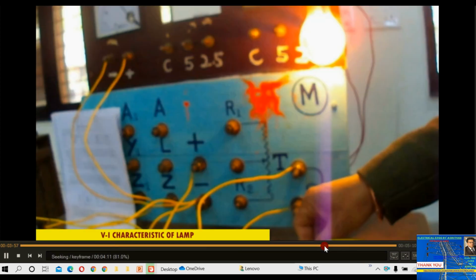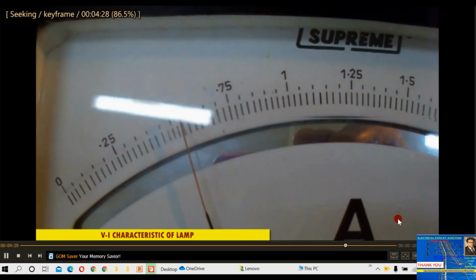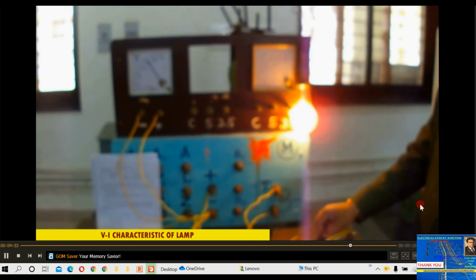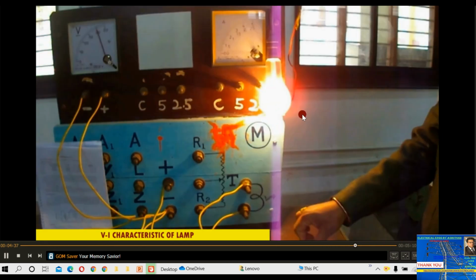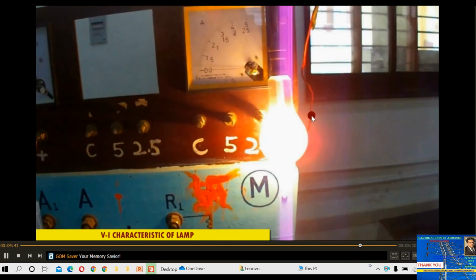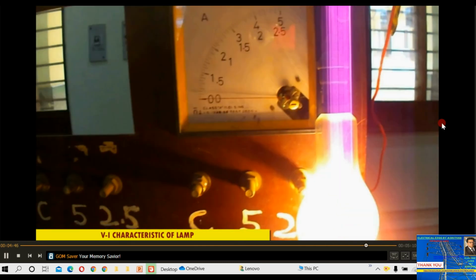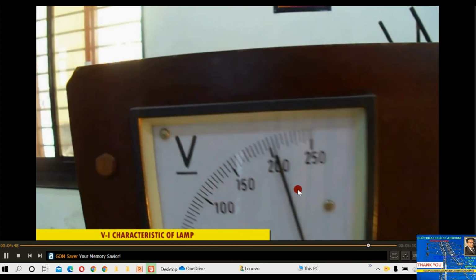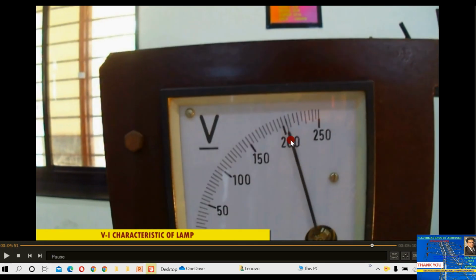Also you can see the ammeter. You can see in the voltmeter that it is now reaching up to 200 volt. You can see the illumination has increased, the voltage level has increased, see. Okay, you can already see 200. Right now the voltmeter reading is 210 or something. Okay, so you can see.